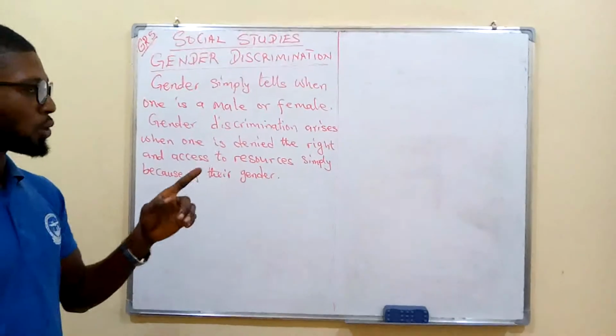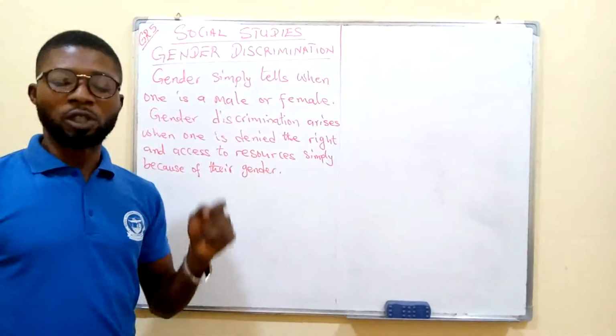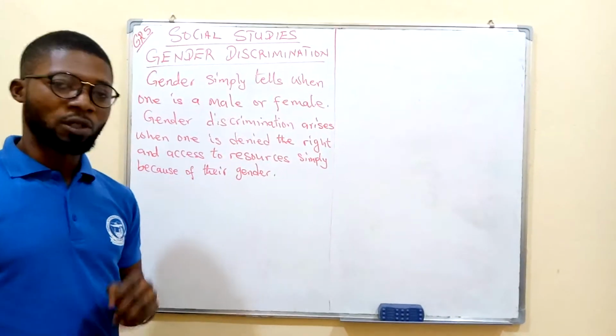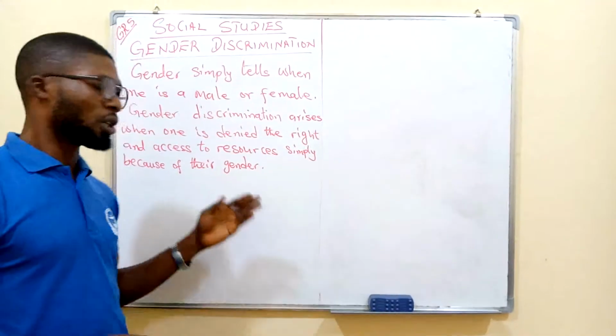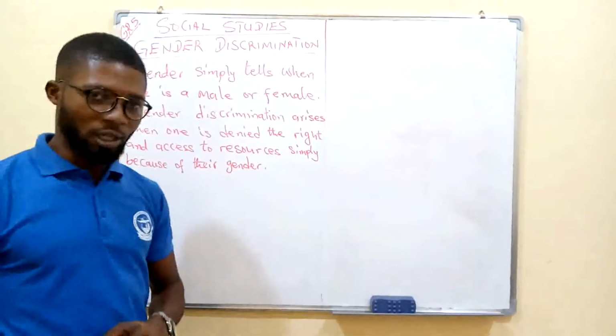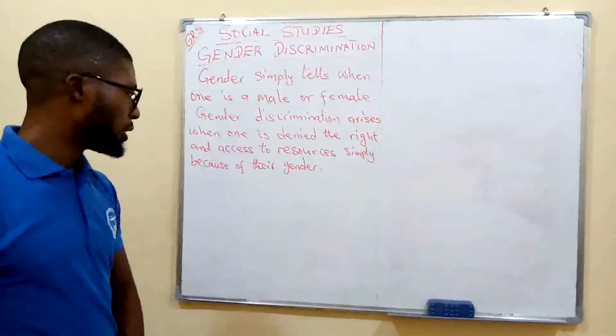Looking at this gender discrimination, which we say arises when one is denied the right and access to resources simply because of their gender, gender discrimination tends to exist in different forms. For the course of this lesson, we'll be looking at the 4 forms of gender discrimination.